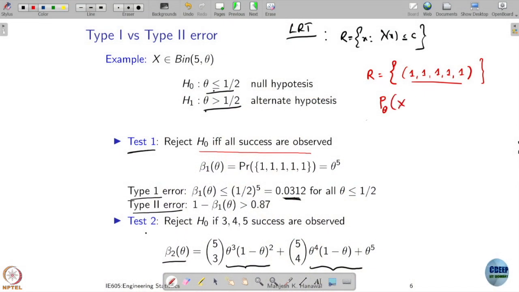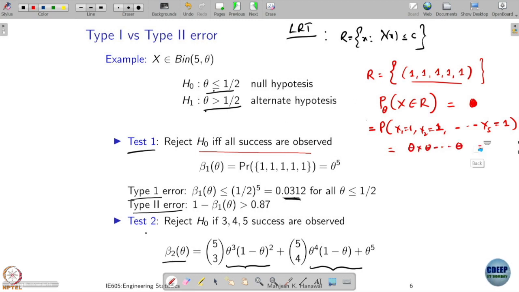Now, if I have to calculate the probability, under my theta, that x belongs to R: x is binomial, but I could think of it as a Bernoulli with phi samples. So, as we discussed last time, this is simply the probability that x1 is 1, x2 is 1, all the way up to x5 is 1. All of them have to be 1, and because of the independent nature, each happens with probability theta. So this is theta to the power 5.